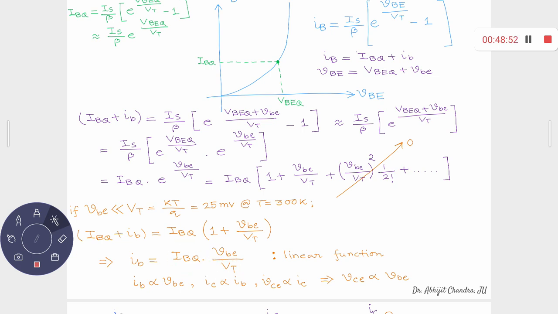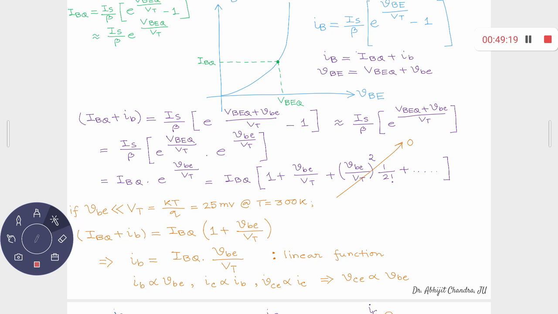Later on, we'll give some name to it, IBQ upon VT, and then multiplied with some VBE. That means the input side, the input voltage and the input current, they are related linearly, IB and VBE. And you know that IB and IC, they are also related linearly.